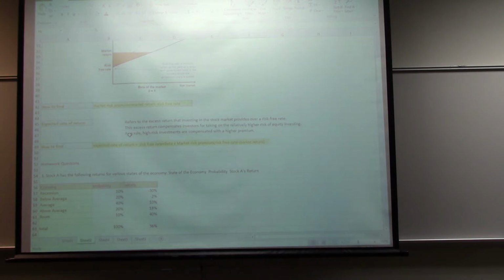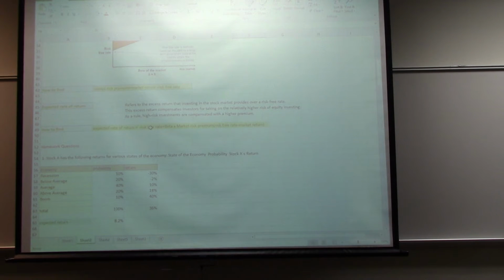Expected rate of return refers to the excess of return that investing in a stock market provides over a risk-free rate. This excess return compensates investors for taking on the relatively higher risk of equity investing. As a rule, high-risk investments are compensated with higher premiums. And to find that, it is the risk-free rate plus beta times the market risk premium.